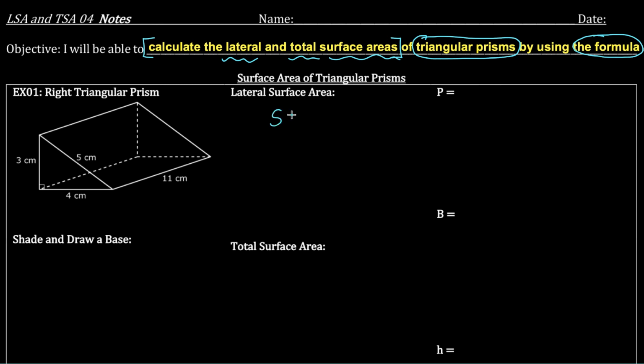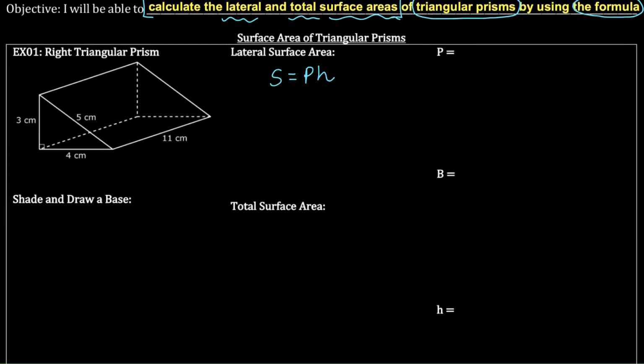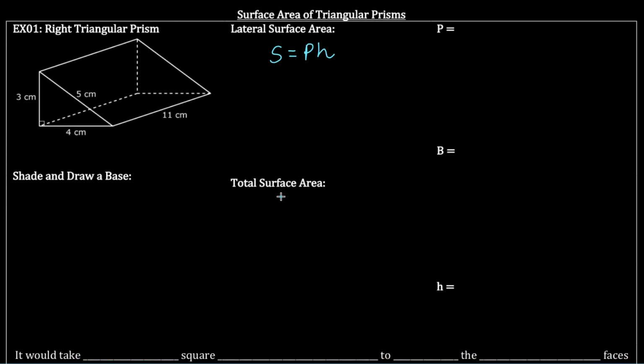The formulas are going to be the same as the rectangular prisms. Lateral surface area is S equals PH, and the total surface area is, well, actually I'm going to leave some more room, S equals PH plus 2B. So the same formulas as surface area for a rectangular prism.